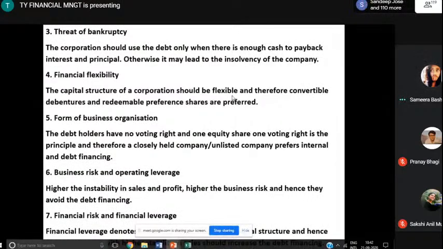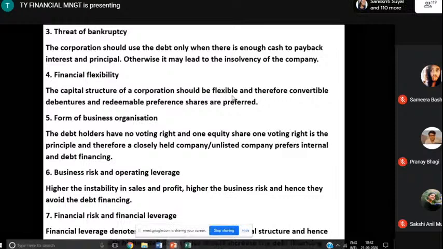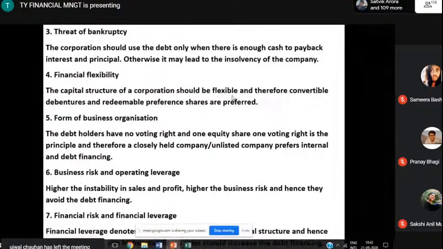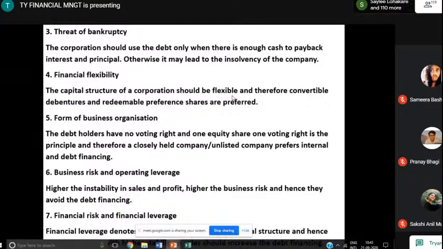Just to emphasize, what is the name of the company given? The closely held company or unlisted company. Please underline that. Closely held, unlisted company. What is the opposite of closely held? Widely held company. What is the opposite of unlisted company? Listed company. What do you mean by listed? Listed in the stock exchange, the Bombay Stock Exchange or National Stock Exchange or any other stock exchange.